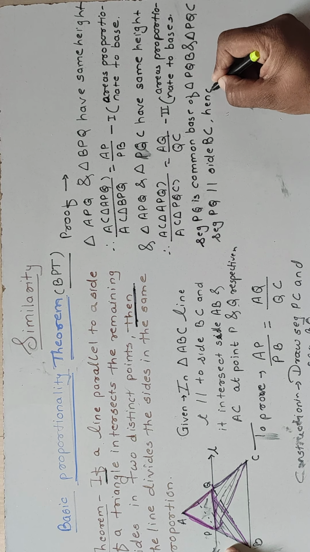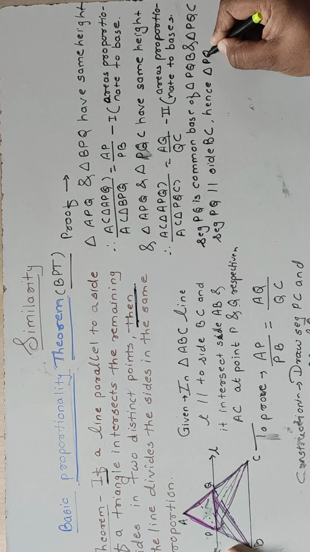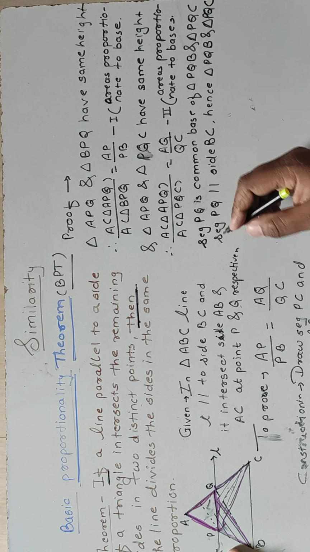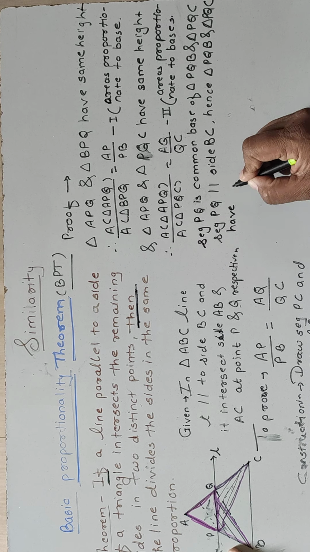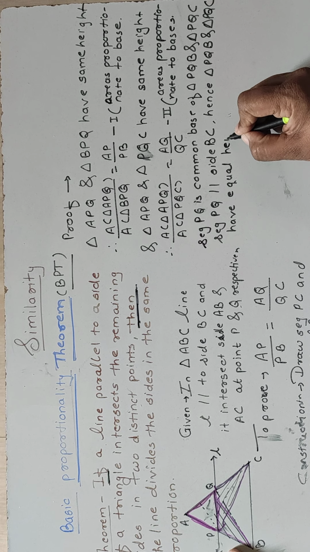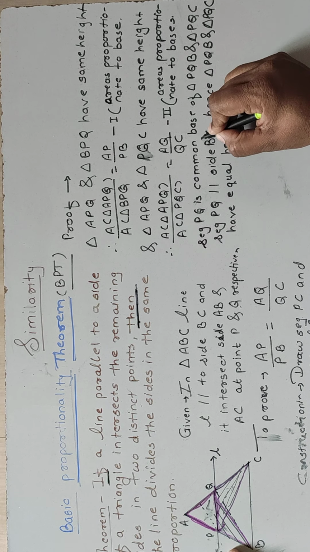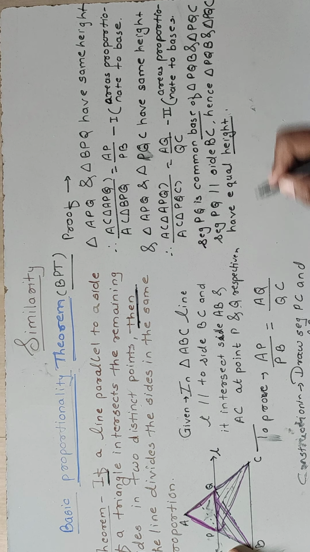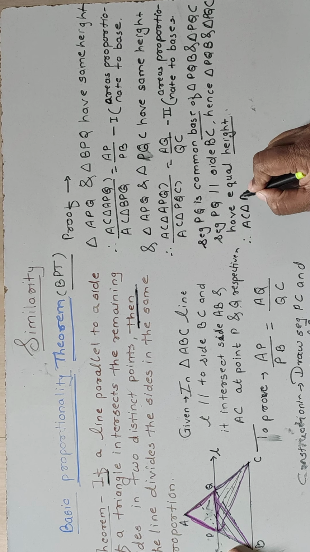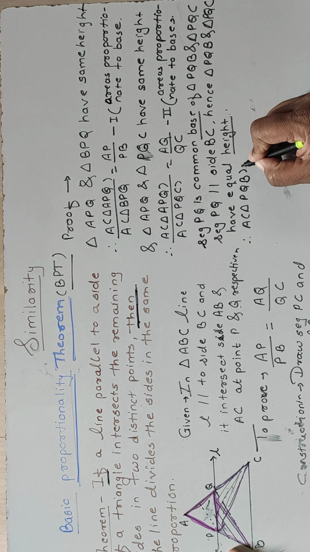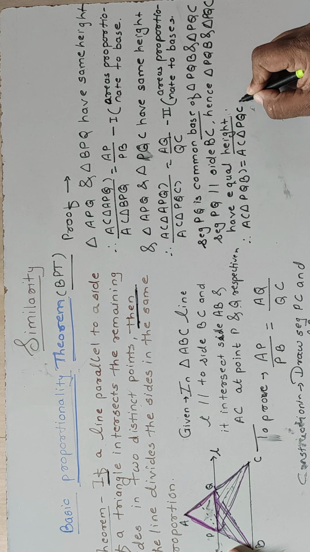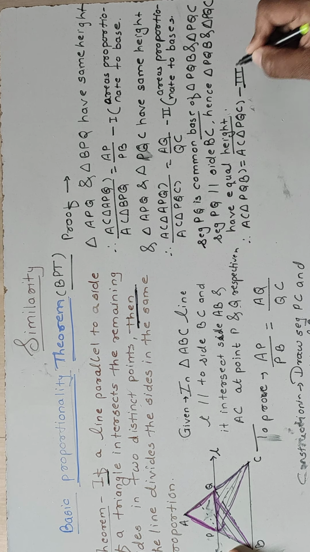Hence triangle PQB and triangle PQC have equal base and equal height. So base is the same and height is also the same. Therefore area of triangle PQB is equal to area of triangle PQC, and that is our third statement.